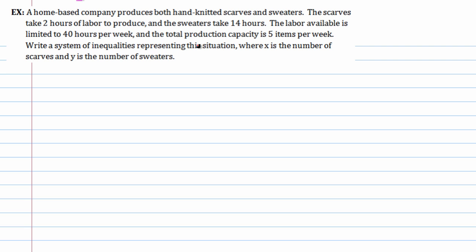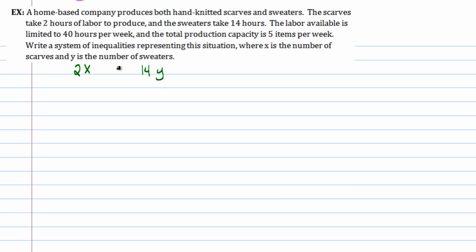All right. Well, I happen to know that it takes 2 hours to produce a scarf. So if I produce one scarf, it took 2 hours. If I produce two scarves, it took 4 hours. If I produce three scarves, it takes 6 hours. And if I produce x scarves, it'll take 2x hours. Sweaters take 14 hours each. So if I produce one of them, it takes 14 hours. Two of them, it takes 2 times 14 hours. Three of them, it takes 3 times 14 hours. y of them, it takes y times 14 hours.